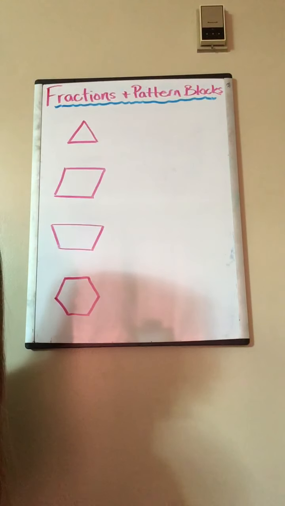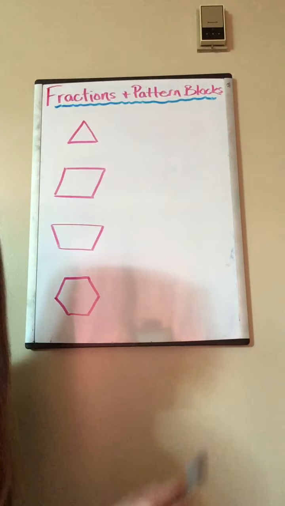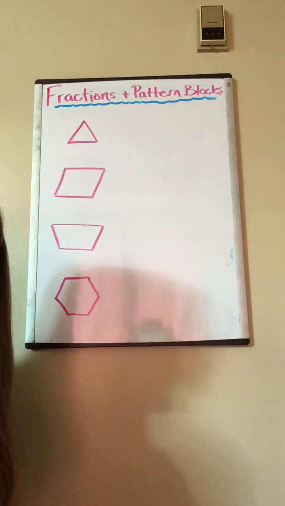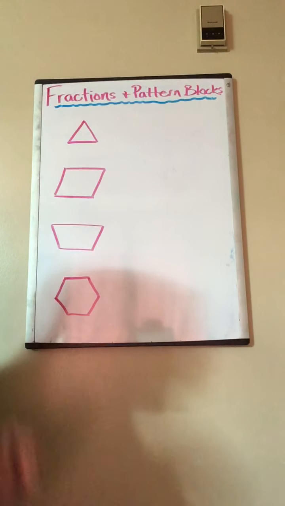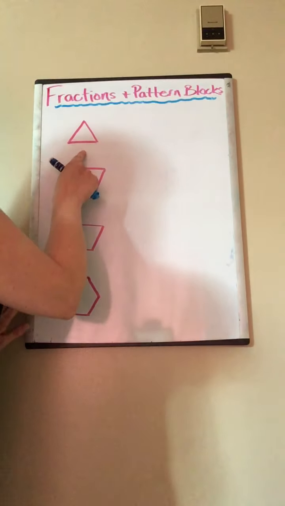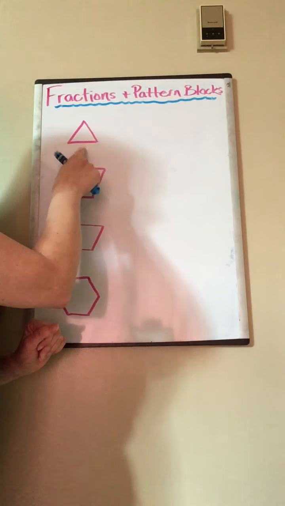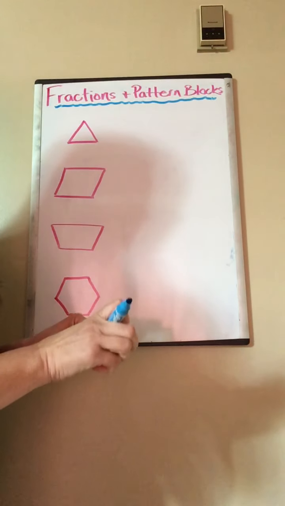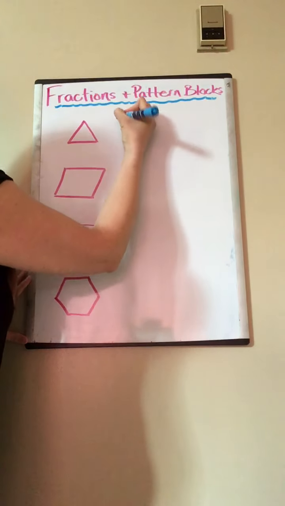Hi, welcome back. Okay, so for today's lesson, we're going to be combining fractions with shapes. So we're going to be looking at 4 shapes today. So it's a bit of geometry as well as a bit of fractions. So let's get started. So let's take a look at this shape. Does everybody remember what this shape is called? That's right. It's a triangle.